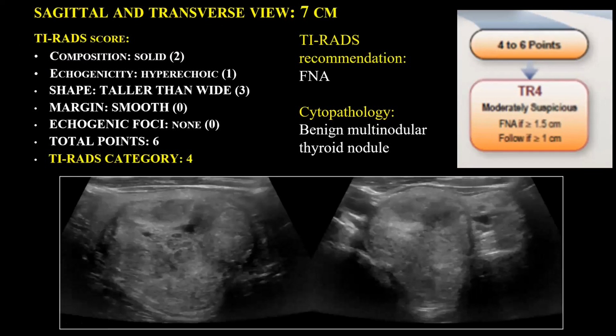Okay, this one is a 7 centimeter nodule, clearly solid. It's taller than wide. I don't have the measurements here. This is a sagittal image. This is your axial image. And this will give me a total of 6 points. Again, with the 7 centimeter, we're going to FNA it, but this was found to be a benign multinodular thyroid nodule.